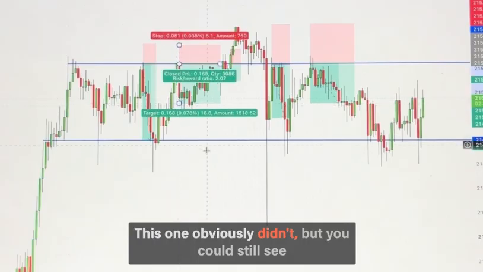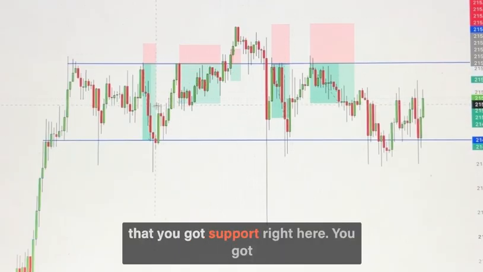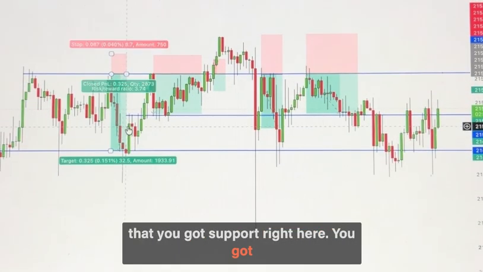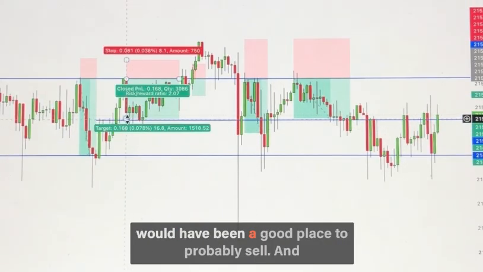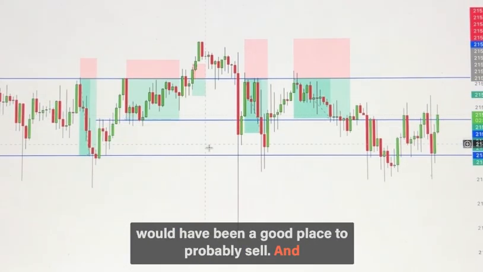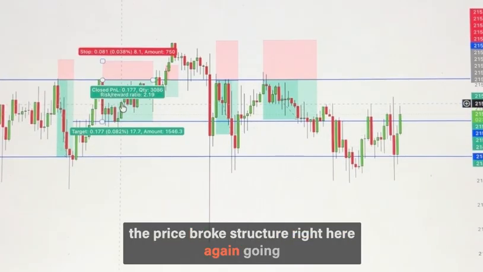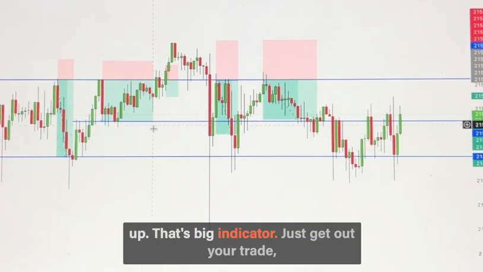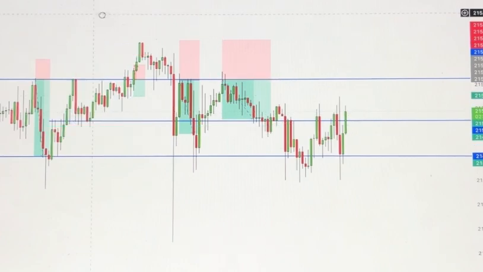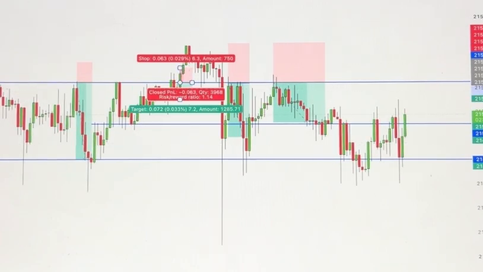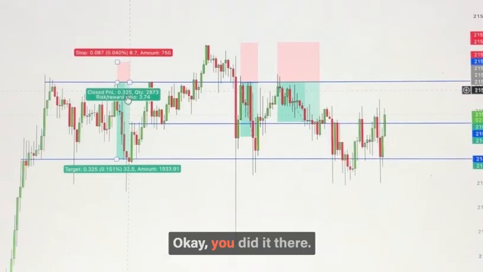This one obviously didn't, but you can still see that you got support right here. You got resistance, then it's your support. I think that would have been a good place to probably sell. And the price broke structure right here again going up. That's a big indicator. Just get out of your trade, collect your money. Okay, you did it there.